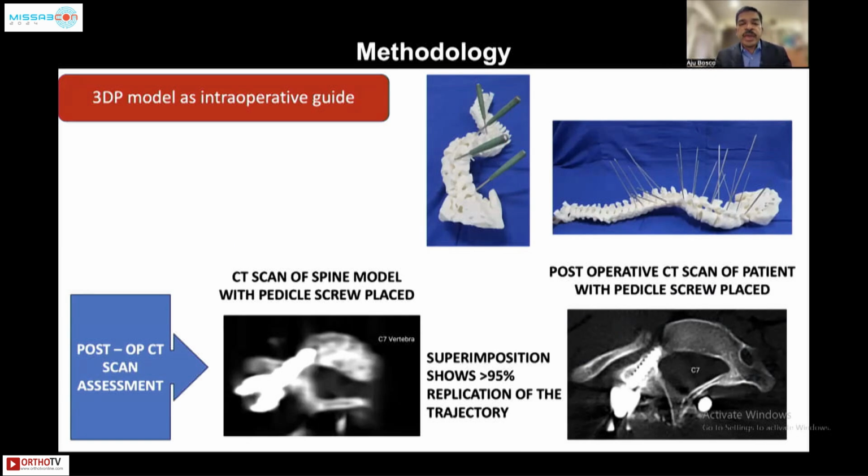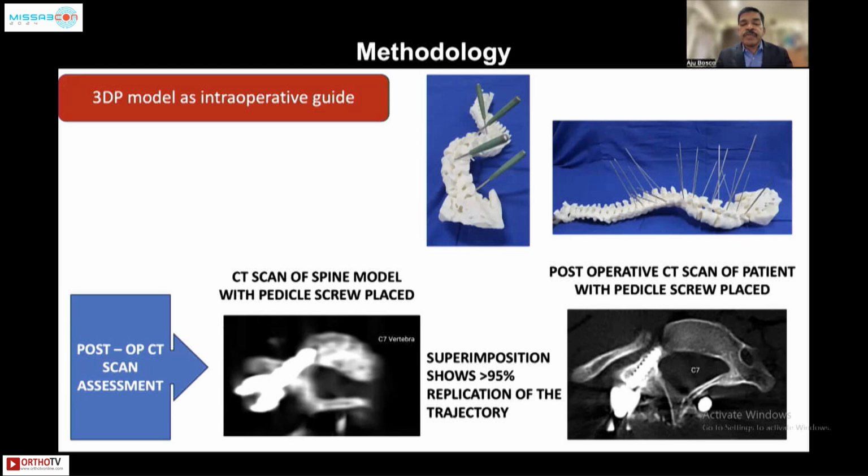Here is a comparison of a CT scan of the model with the pedicle screw placed and the post-operative CT scan of the patient at the same level and at the same site where a C7 pedicle screw was placed, and it shows a 95% replication of trajectory.